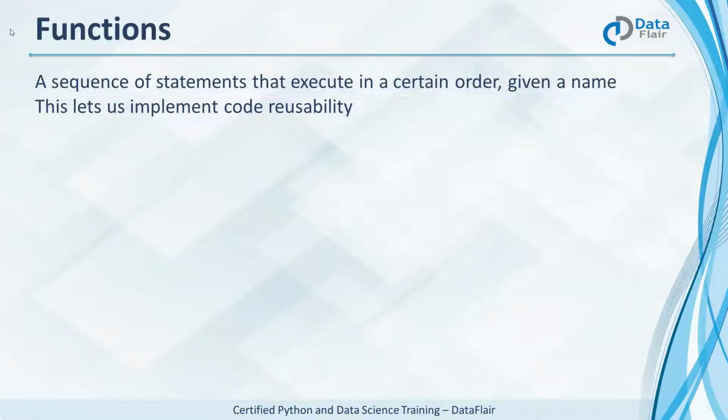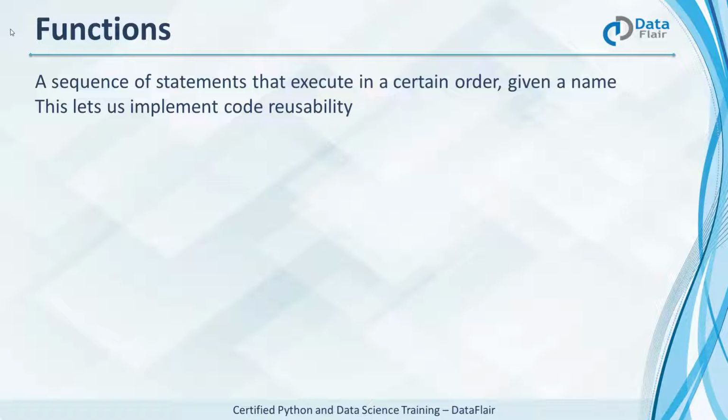Functions in Python are sequences of statements that execute in a certain order. A function has a name by which to call it with. It is better to run a function to do something 99 times than to write the code 99 times for it. Functions implement code reusability.